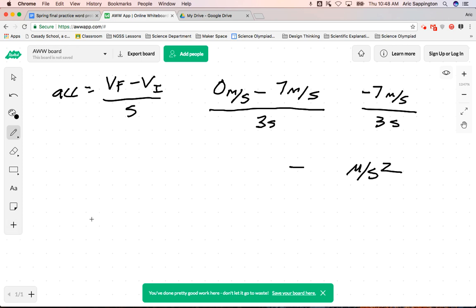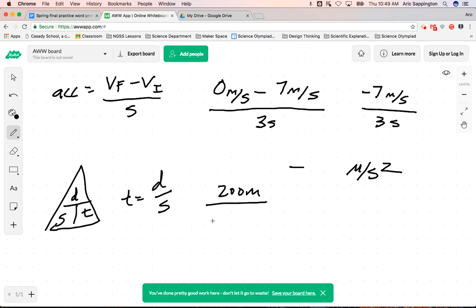Our next one is a speed problem again. So if we look at our triangle, speed, distance, time, and we're going to be solving for time, so we cover that up. So time equals distance divided by speed, and our distance is going to be 200 meters, and we divide that by our speed, which is 1.77 meters per second. Meters are going to cancel, and you're going to be left in seconds, which is the time.